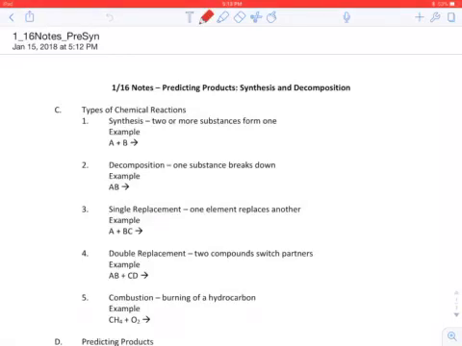Hey chemistry students, this is 116 homework. We're going to be predicting products of both synthesis and decomposition reactions, but the first thing we're going to do is review types of chemical reactions.